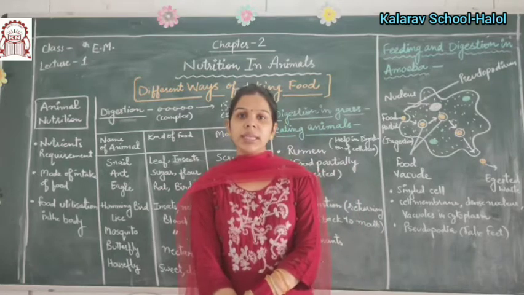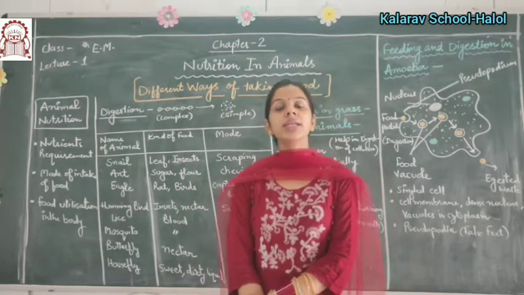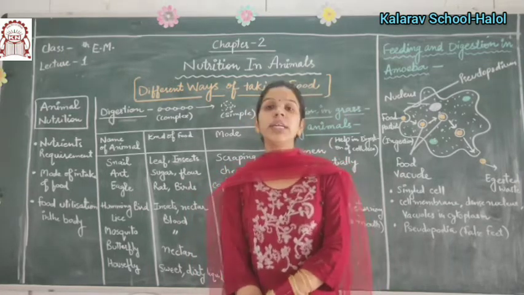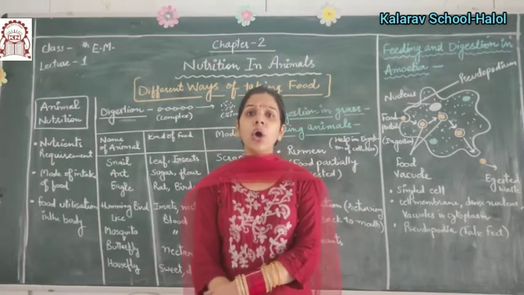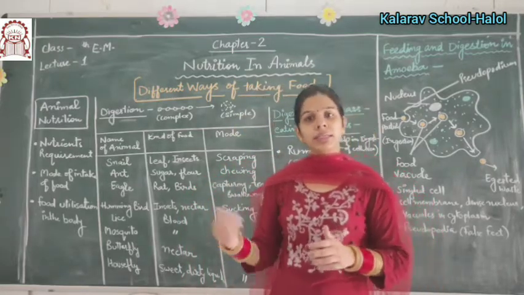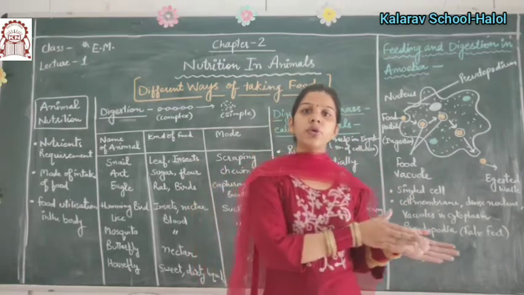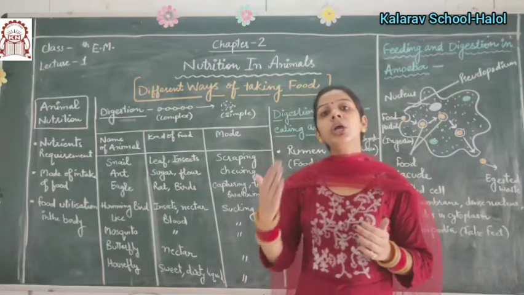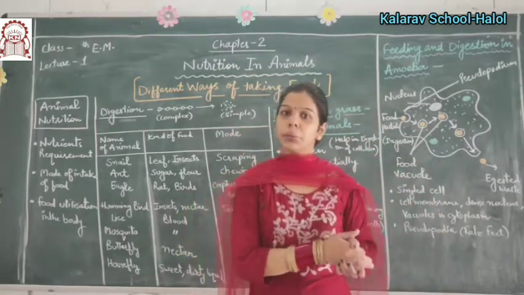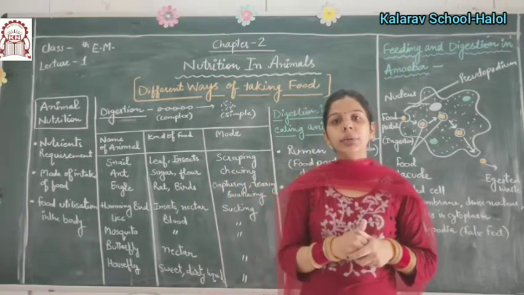Nutrient requirement means the food item needs some of the nutrients which are necessary for the growth of the body. Second is mode of intake of food, that is how an organism takes in that food by different methods. Next, food utilization in the body: how this food is utilized in the body of animals as well as human beings. These are the main steps involved in animal nutrition.